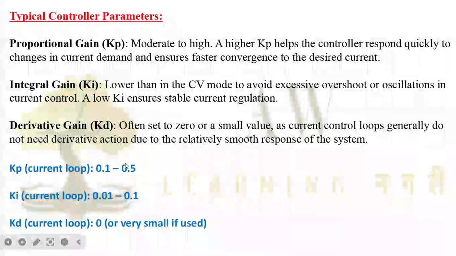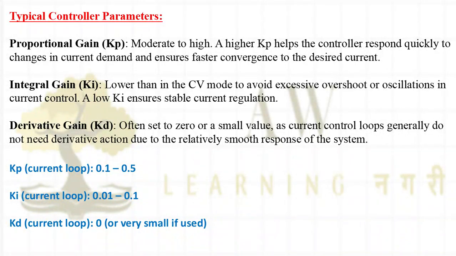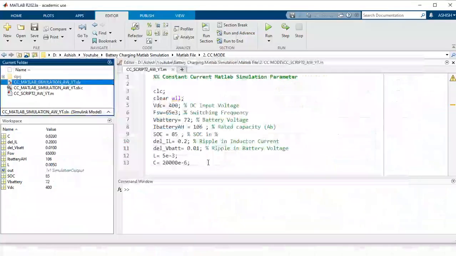Next, what typical values should we take for our controller parameters? You can choose the KP value from 0.1 to 0.5, and the Ki value from 0.01 to 0.1. Generally I prefer these values, but you can choose any value. If you want to follow me when you do the simulation for constant current mode, you can go with these values. No issue, you will get a proper result. Now I will go to the script file where I will show you the parameters for my simulation.